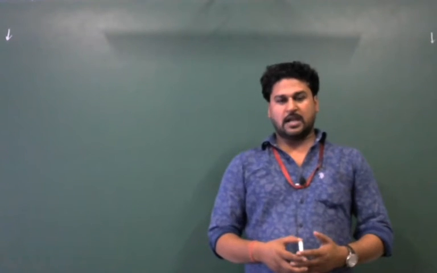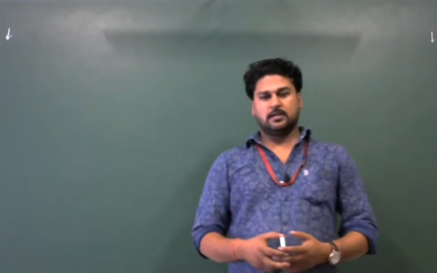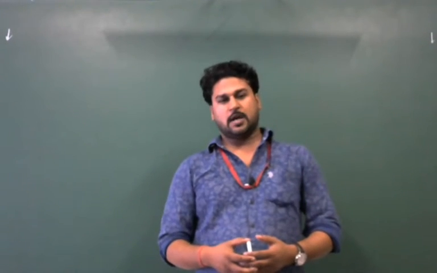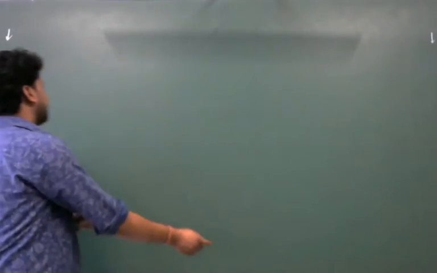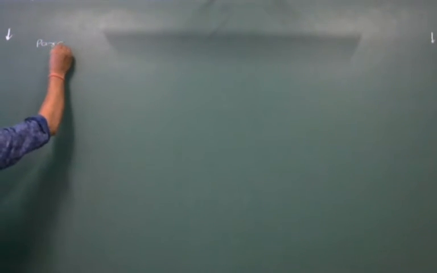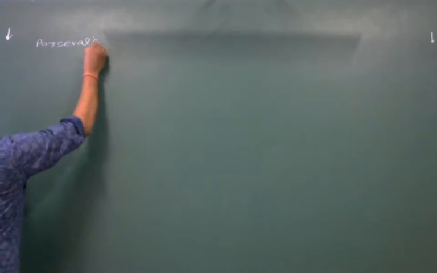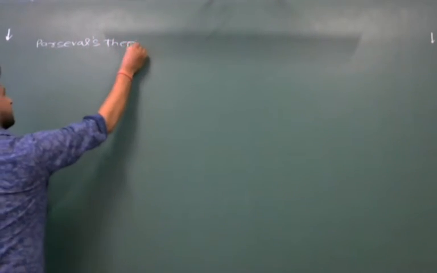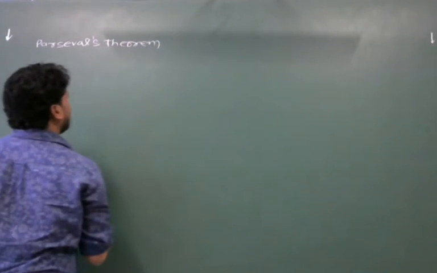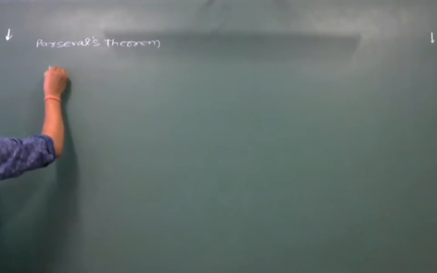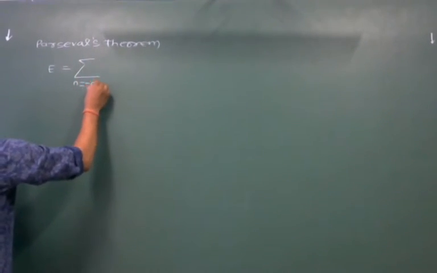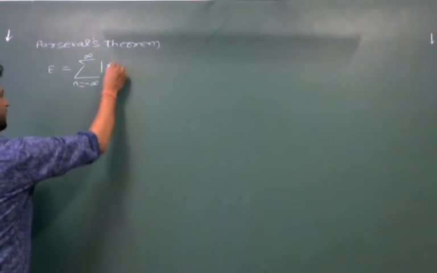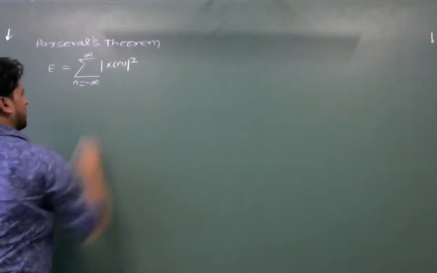So we are left with only one more property of DTFT, and after discussion of this property we will move to the Laplace transform. So the Parseval's theorem, or we can call it Parseval's property, says that energy of a signal in the time domain can be determined by using the relation from minus infinity to plus infinity mod of x[n] square.